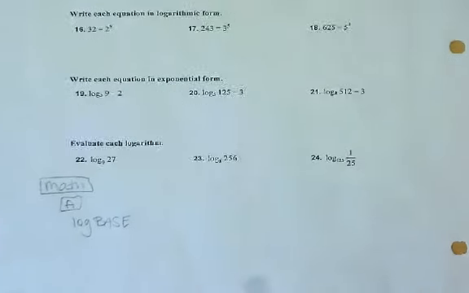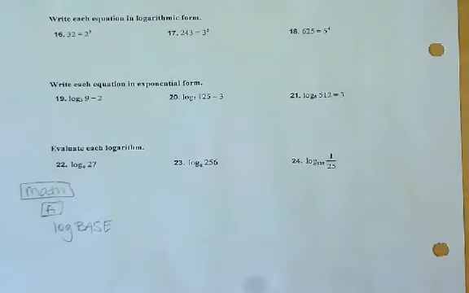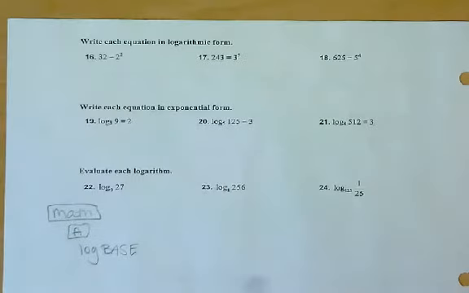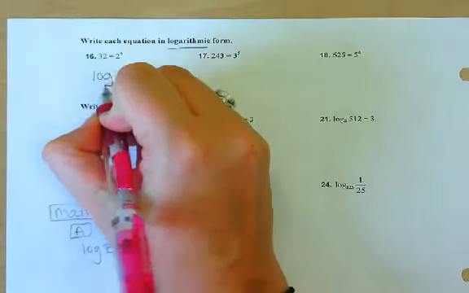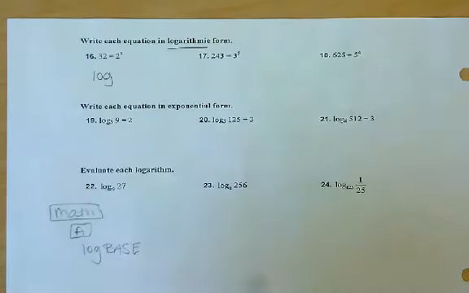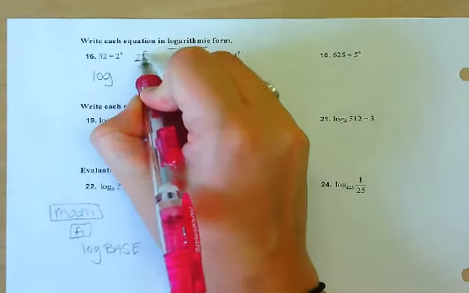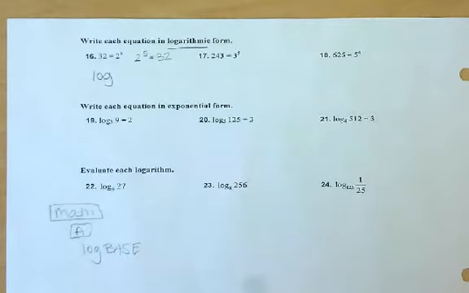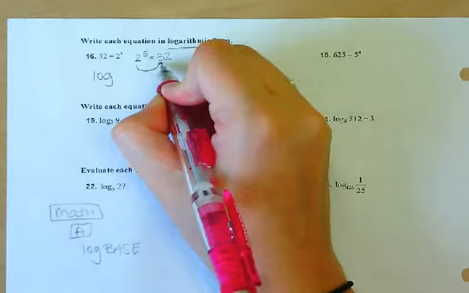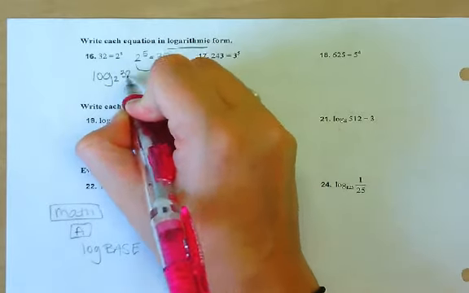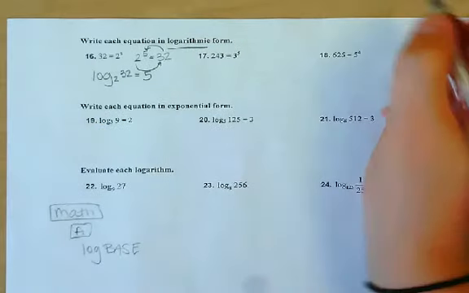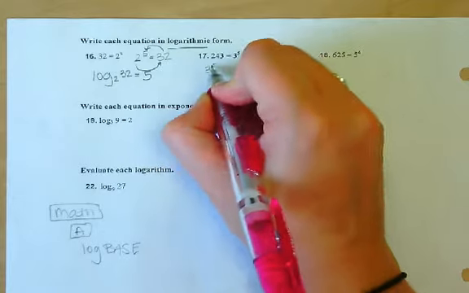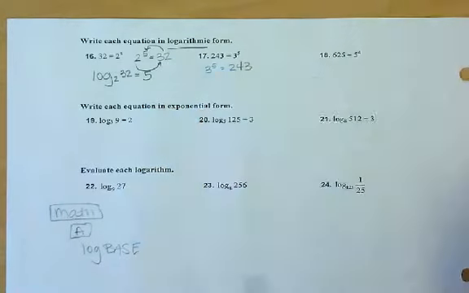Now the last thing we talked about in section 1 is how to write equations in log form. Notice it wants log form, so I need to have log in my answer. So now I'm going to rewrite this so that the exponent piece comes first, and I'm going to use my circle rule to solve. So 3 to the 5th is equal to 243.